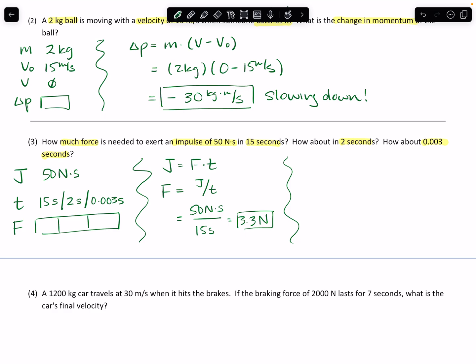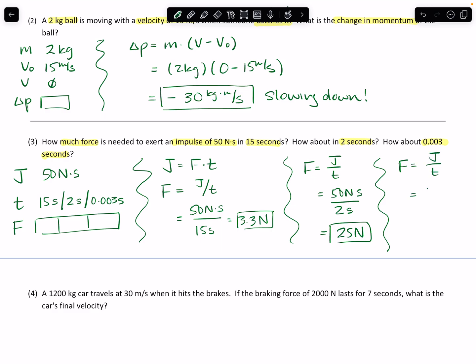All right, now we're going to repeat, but for 2 seconds. So force is equal to impulse divided by time. So 50 newton seconds again, but this time divided by 2 seconds. All right, so our time has decreased. And when we do our division, we find that our force has gone up. So there's another relationship, force and time. All right, let's do it one more time.